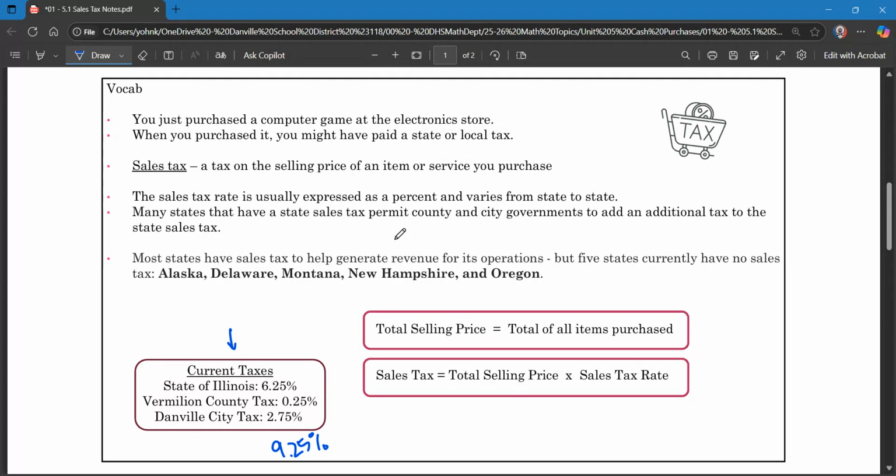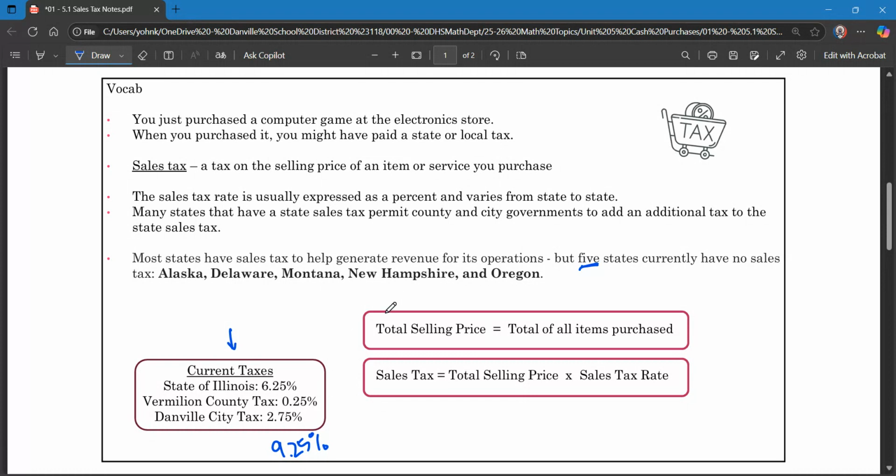That's crazy. Most states do have sales tax to help generate revenue for their operations, but there are 5 states that currently have no sales tax. If you buy something in Alaska, Delaware, Montana, New Hampshire, or Oregon, you're not going to pay any sales tax. That means the prices for things are just higher to begin with there to make up for the fact that they can't charge you sales tax.